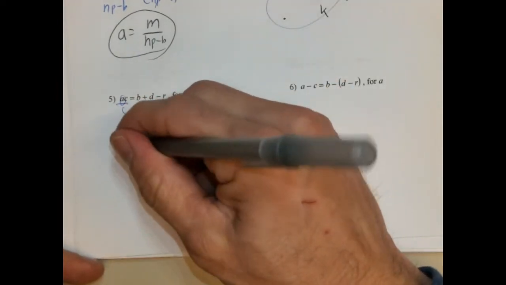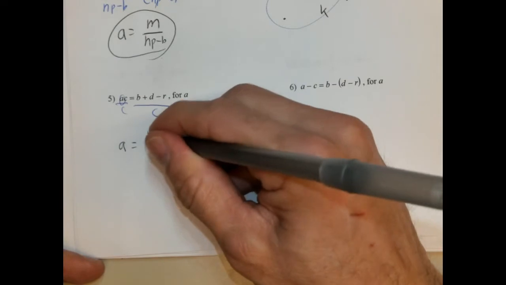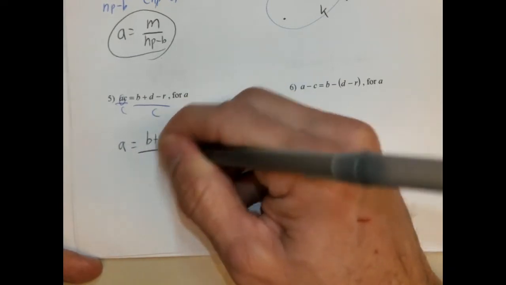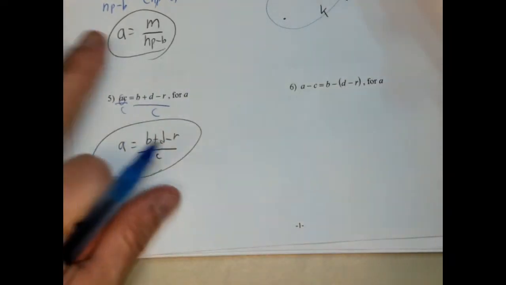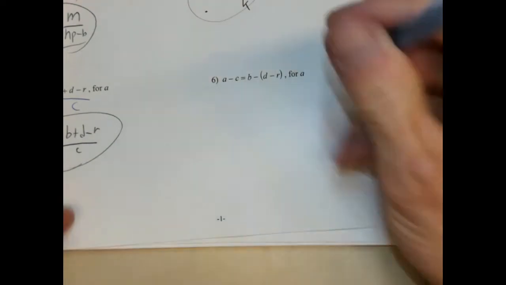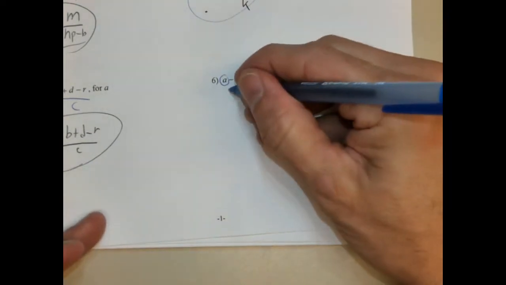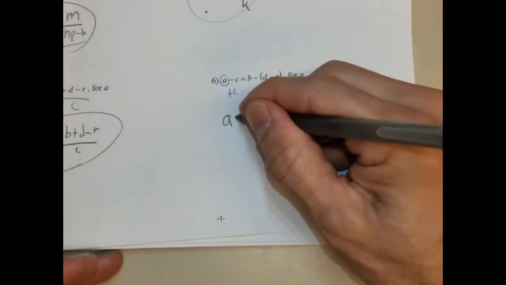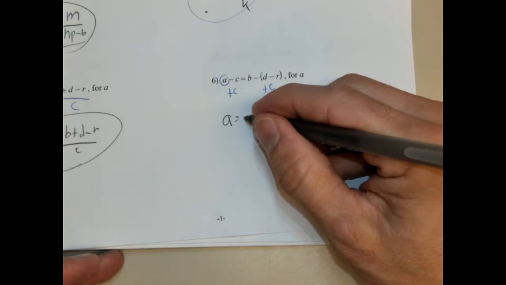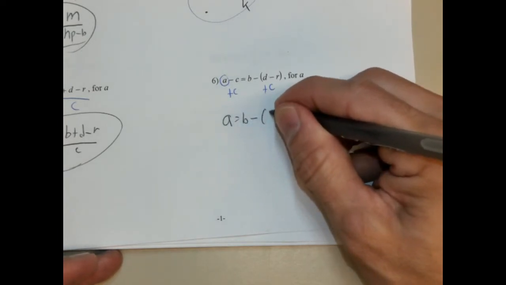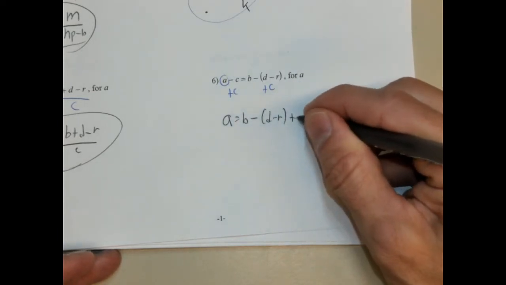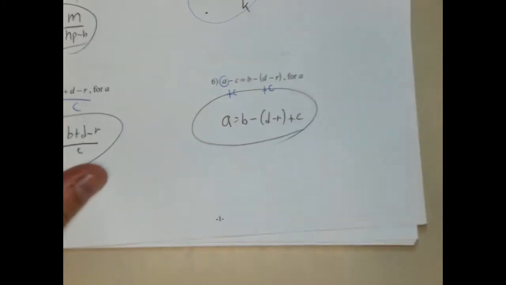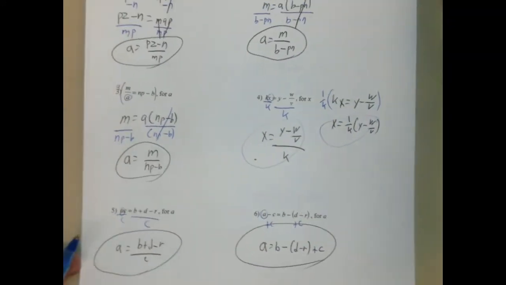So we're going to have a equals (b + d − r)/c. Over here we're solving for a, so we're going to do the inverse operation, which in this case will be addition, so we're going to add c to both sides. We're going to have a equals all of this plus c. So (b − d − r) + c. And that's it. Let me zoom out so you can see all this.